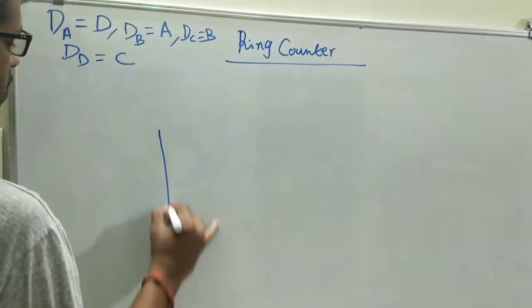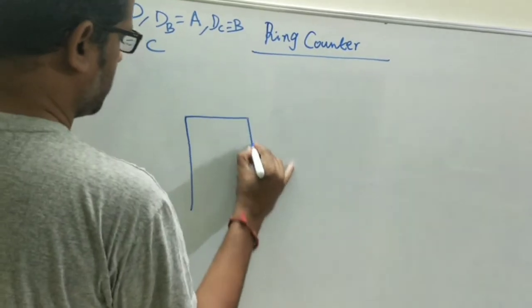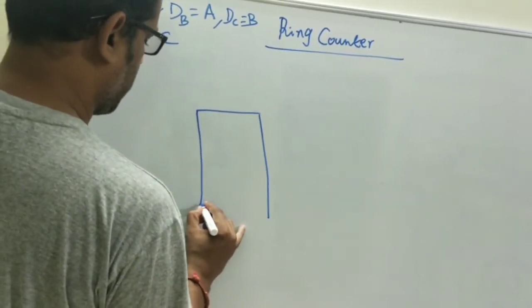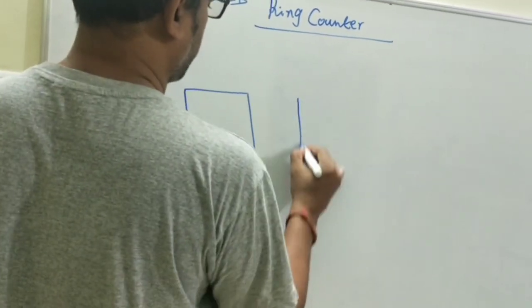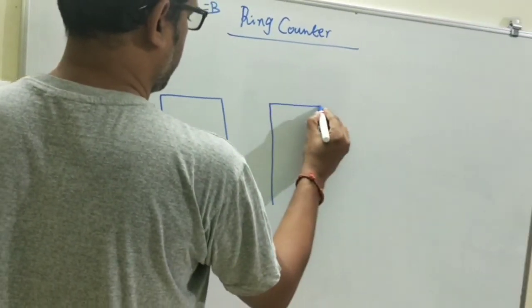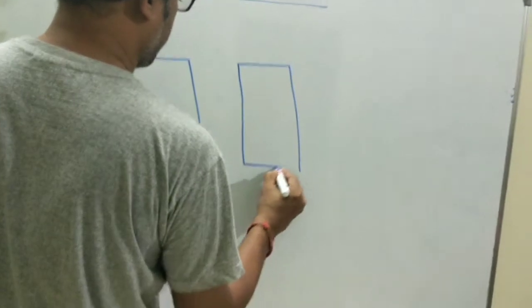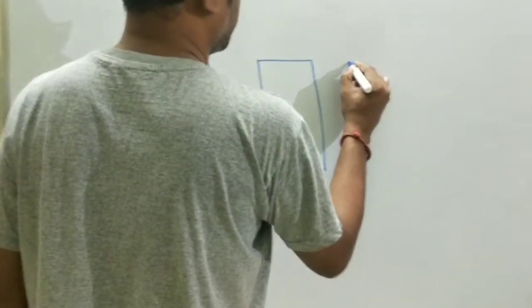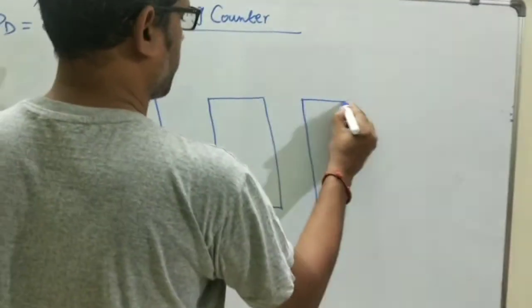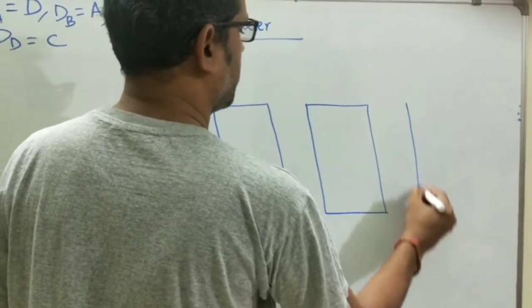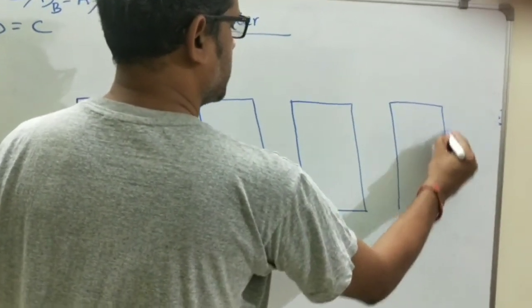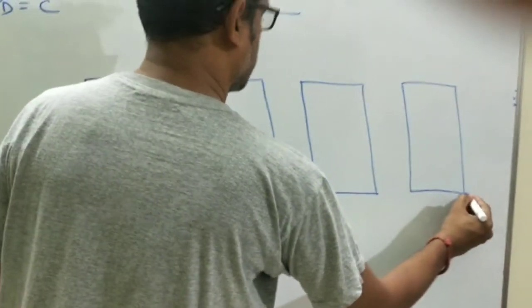I have told you how many flip-flops. By looking at the sequence itself, you can say that this counter requires 4 flip-flops: A, B, C, D. Very simple flip-flop. For verification also it is very simple.